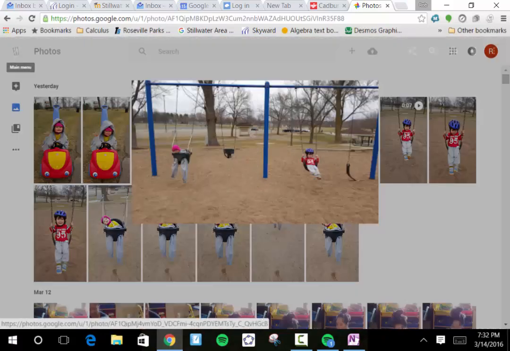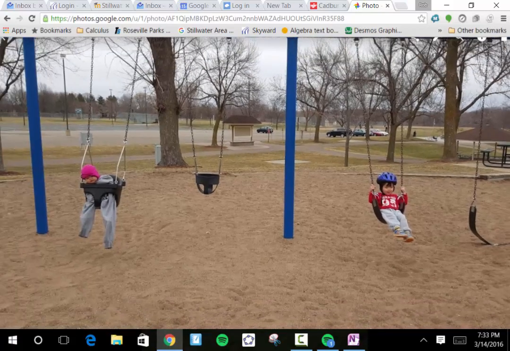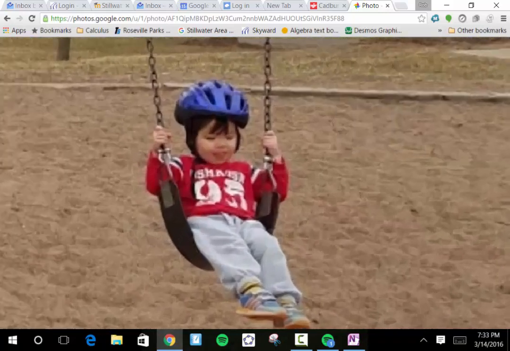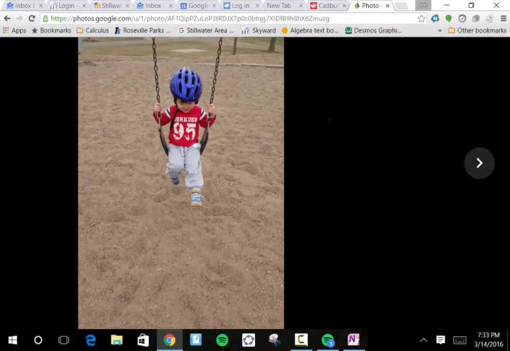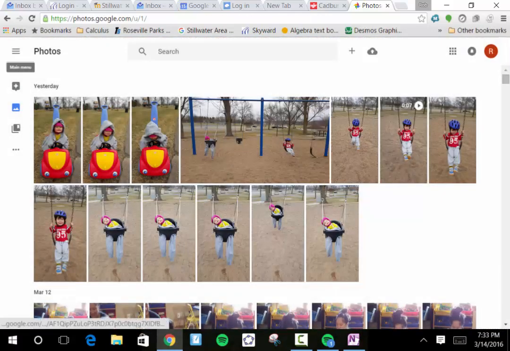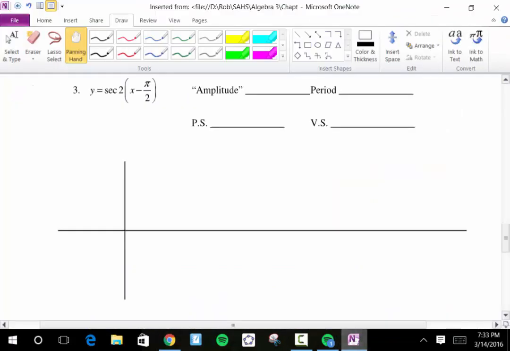Oh, and then Levi, he's got his helmet on. Check it out. This is kind of a cool picture. He's swinging for the first time on the big boy swing by himself, and I told him, do not let go of the chain or you'll do a backflip. And sure enough, he did do a backflip. So he learned his lesson. Learn by failure, right? Let's fail on this problem, but maybe not.